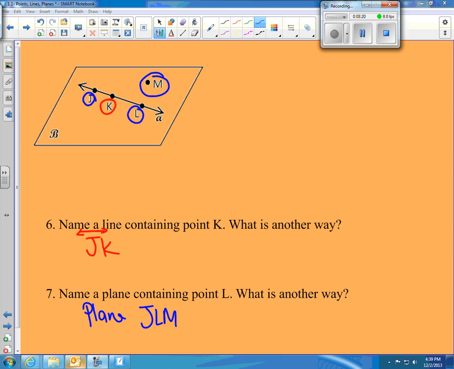Again, notice those 3 points, there's no commas between them. Come up with another way. So you can come up with a different order to write those letters in. You can use K, or remember that the other way to name a plane is by a capital script letter.